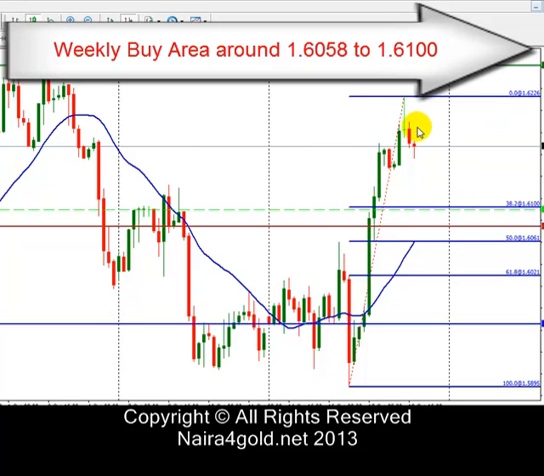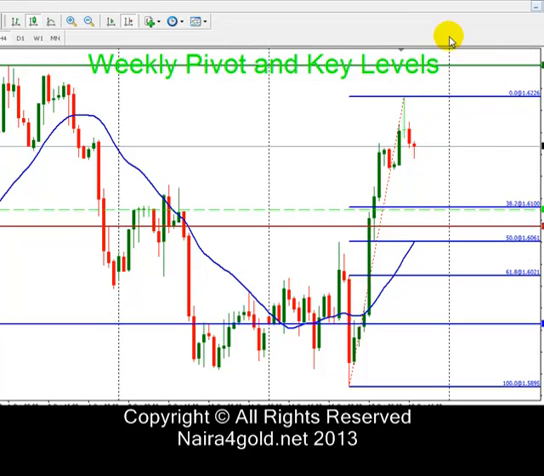Now, we don't know what could happen over the weekend, but if a weekend gap is created, price might first head up to retest 1.6226 and then turn back. Or if it breaks it, it might keep going up.